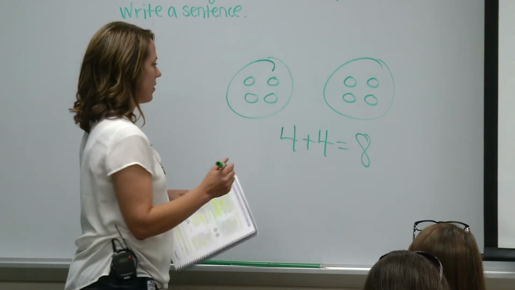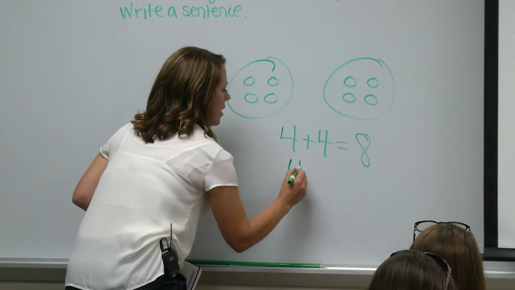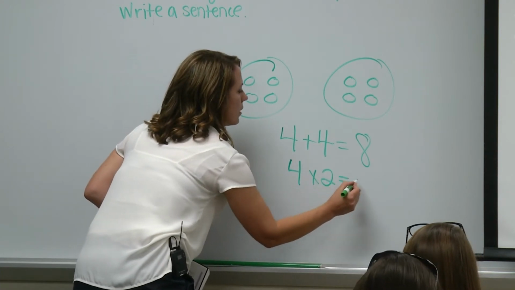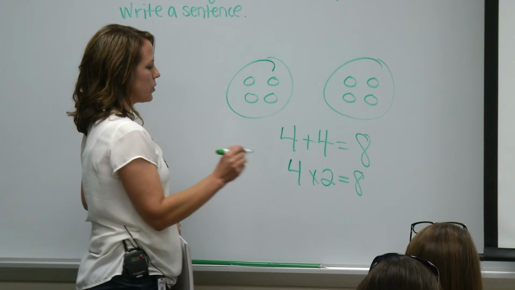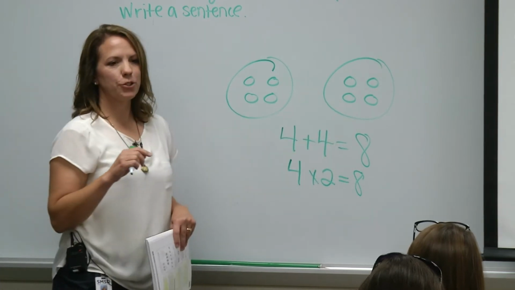4 times 2 equals 8. Okay, so we have 4 times 2 equals 8. So we have 2 groups and 4 in each group.